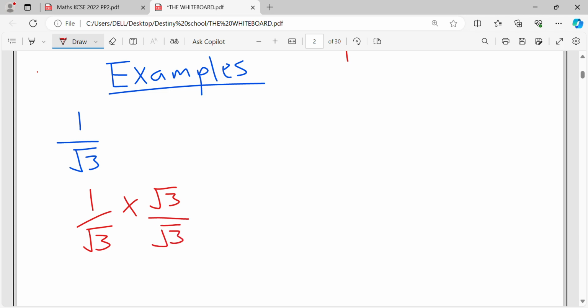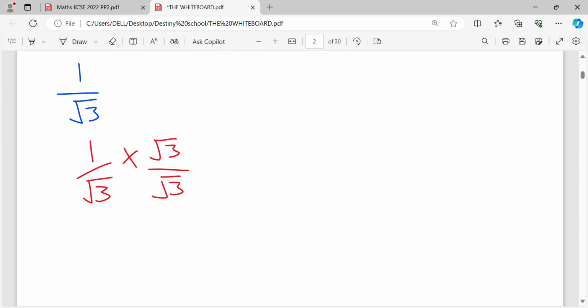So what you'll do is multiply by the denominator, the single denominator. In this case, we only have a single denominator, so you multiply by root 3. The lower one you also multiply by root 3. That is how you do surds. You multiply the upper one by root 3, and also the lower one by root 3. You multiply by what is on the lower side.